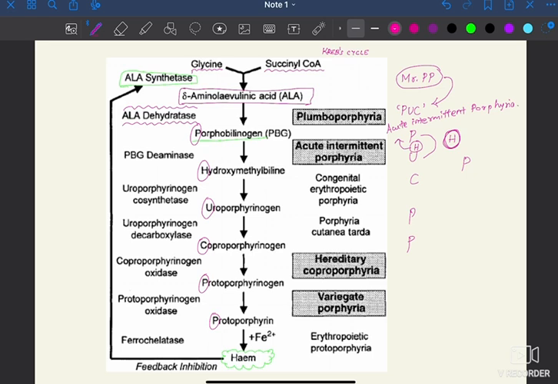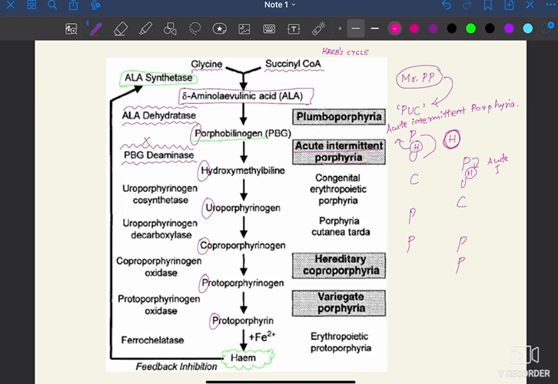So you have to remember the mnemonic PUC. You have not even completed PUC, Mr. PP. Okay, so H you have to place here. We place H here because if H is not formed, then the disease is known as acute intermittent porphyria. Okay, the enzyme which converts porphobilinogen to hydroxymethylbilane is PBG deaminase. PBG deaminase is essential for the formation of hydroxymethylbilane, so absence of this enzyme leads to a disease called acute intermittent porphyria.